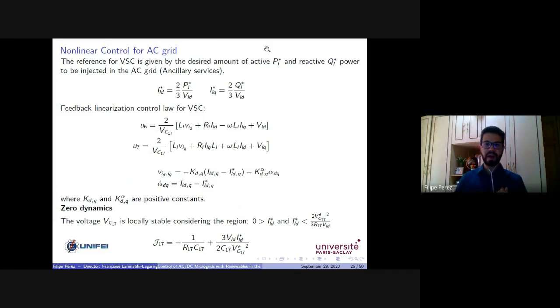So we have the reference of active and reactive power, which is given by a secondary control such that we can provide these ancillary services. And we have a direct application that relates ID with active power and IQ with reactive power. Therefore, by controlling these currents, we may inject the desired amount of active and reactive power. So by feedback linearization, we also can linearize the dynamics of the current. And here, the zero dynamic is the voltage VC17, where we can find the region of local stability, such that the eigenvalue of the linearized dynamics of VC17 is negative, which means it is locally stable.